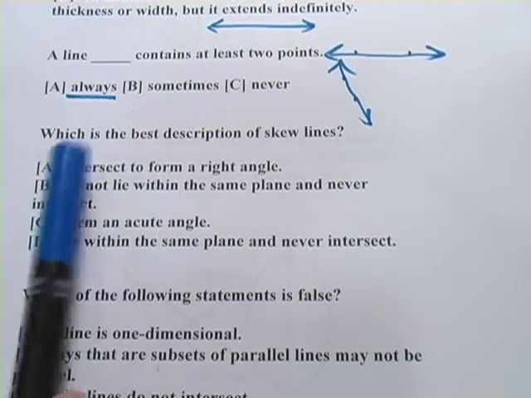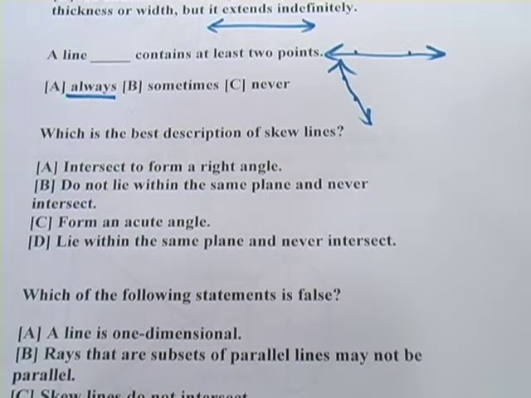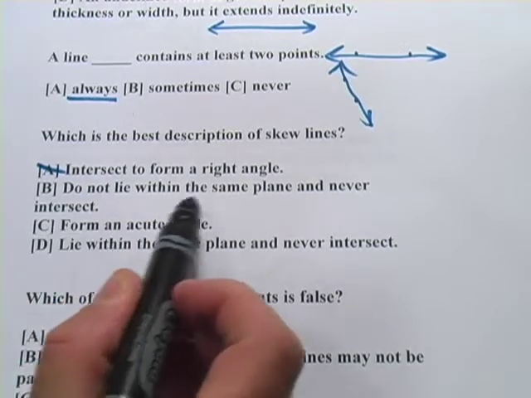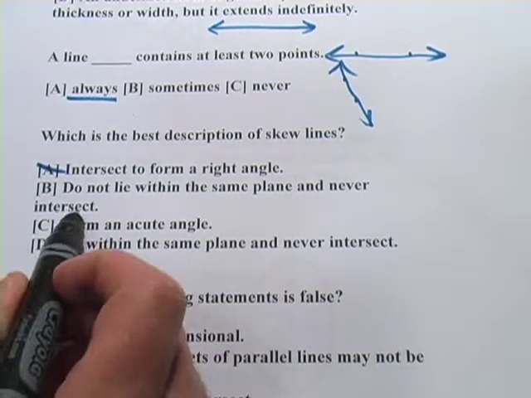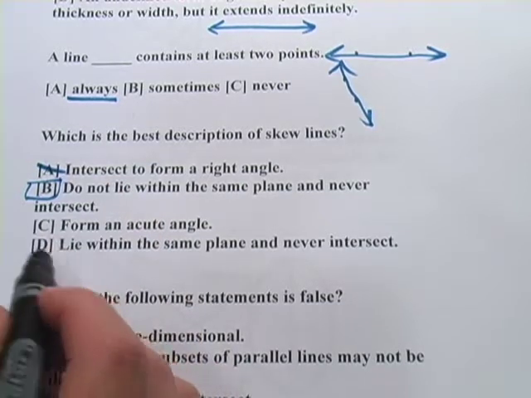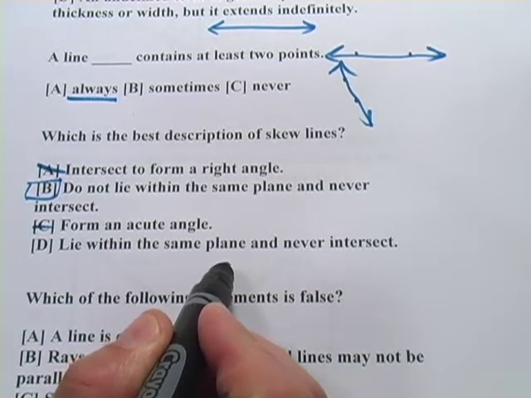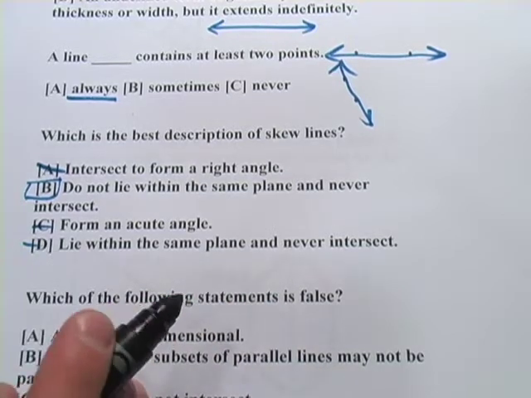So let's look at this one. Which is the best description of skew lines? A, intersect to form a right angle. Well, no, they don't intersect. B, do not lie within the same plane, yep, and never intersect. That's correct. C, form an acute angle, no. D, lie within the same plane and never intersect. That would be the definition for parallel lines.